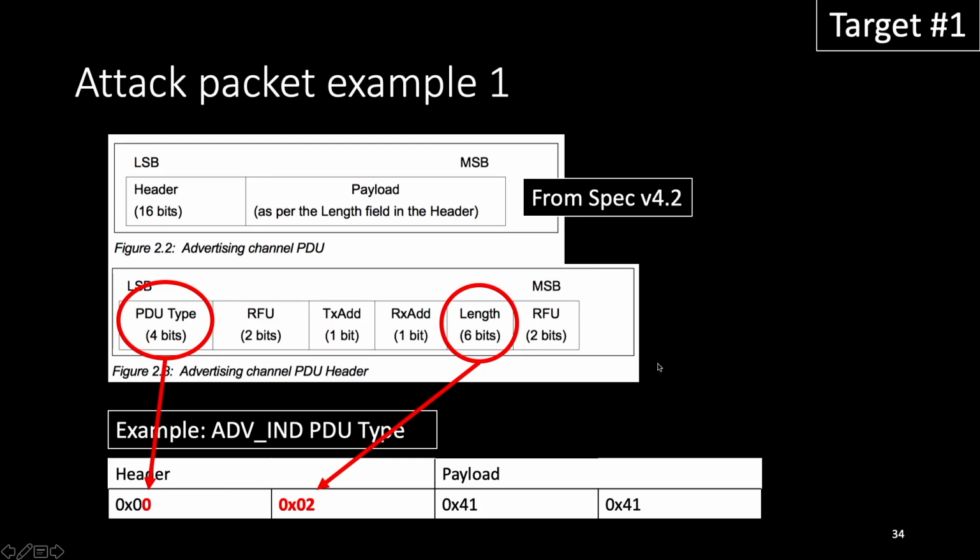And this is how this advertisement packet looks. This length field here is from version 4.2. This 6 comes here, which is the R6 value. And if I put less than 6, then there is an integer underflow.